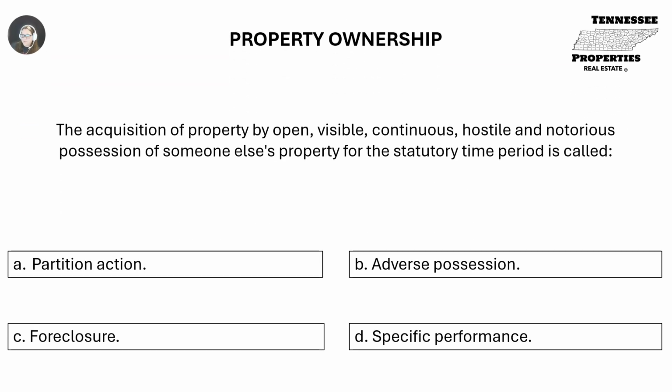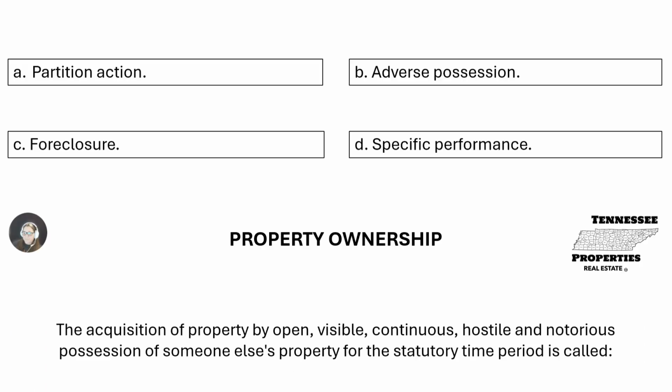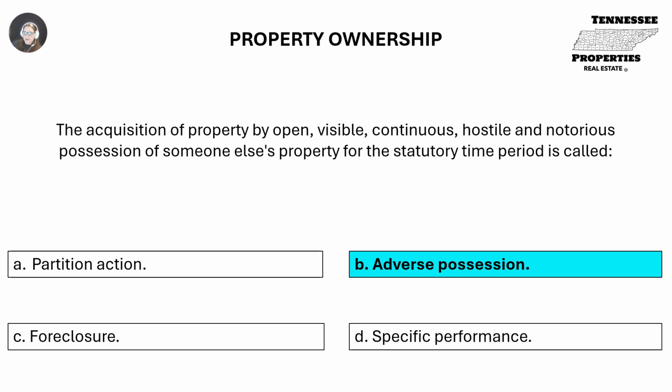The acquisition of property by open, visible, continuous, hostile, and notorious possession of someone else's property for the statutory time period is called A. Partition action, B. Adverse possession, C. Foreclosure, or D. Specific performance. B. Adverse possession.